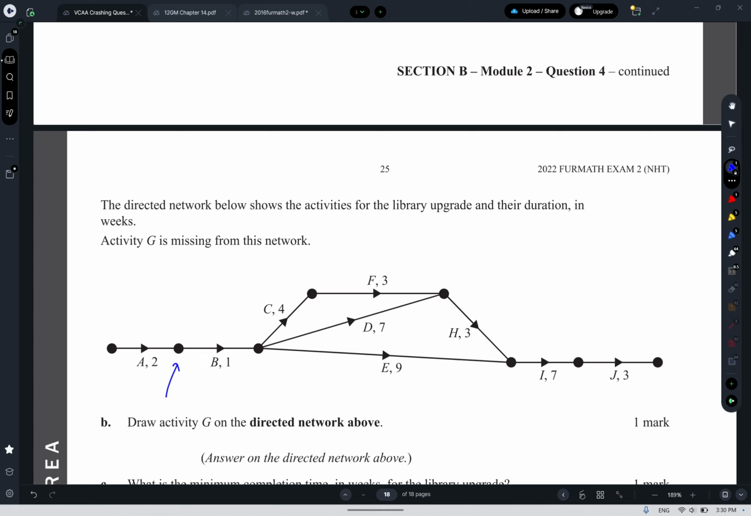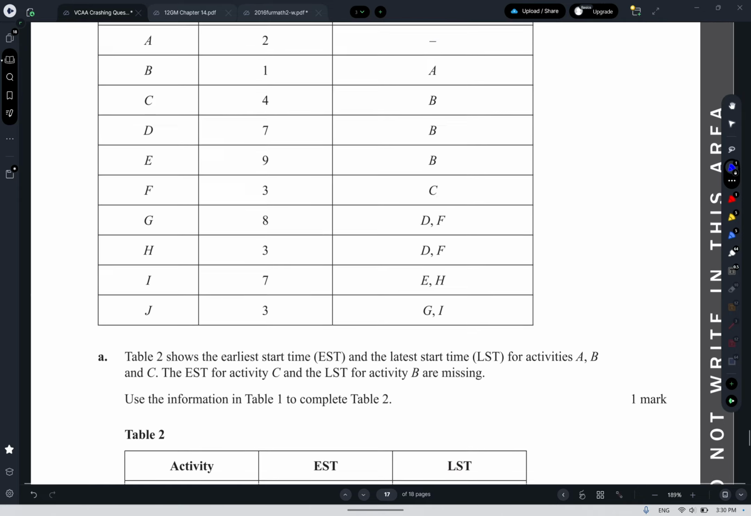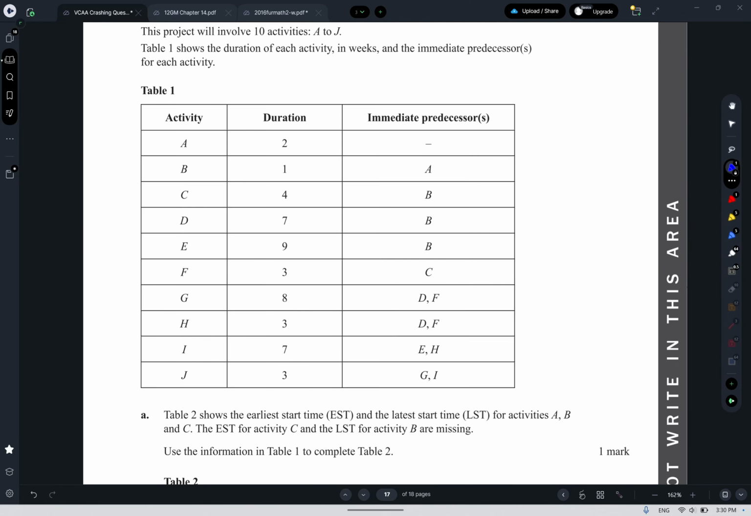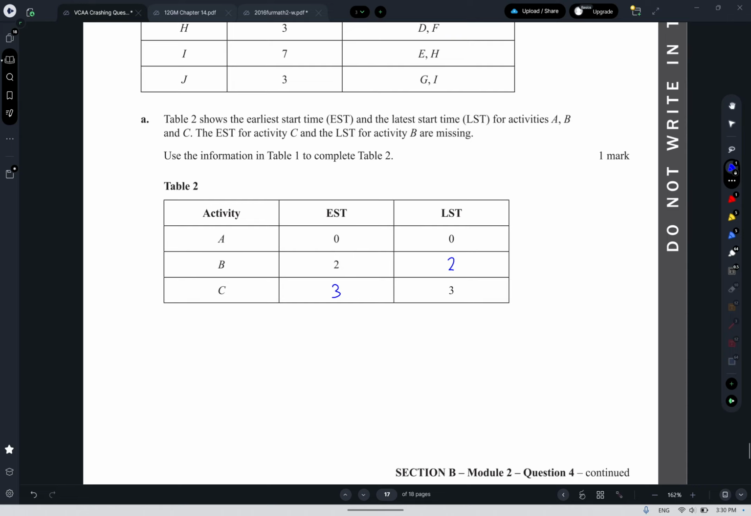And the LST of B is going to be the same as the EST of B since it's critical, because it's a bridge activity. So it's going to be just a 2. I suppose you could do all of that from the table by recognizing that that's true. But if I had a question like this, I would probably draw the diagram and then get my information from the diagram. They've already drawn the diagram for me, so I'm not going to draw it. So that's nice, all done.